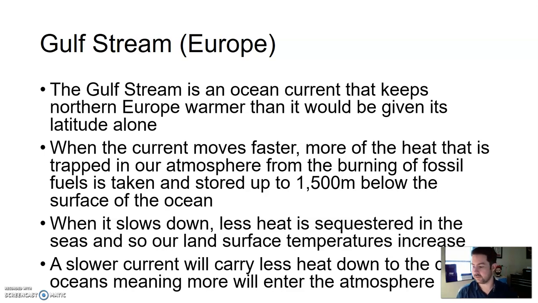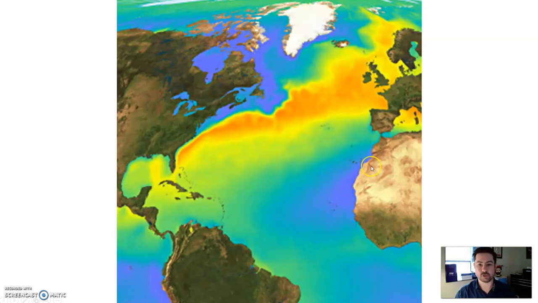Yeah, so I kind of talked about that. So here is the surface temperature of the Gulf Stream. You can see this warm oceanic water making its way up here. But if we slow that down, less heat is going to be brought out of the atmosphere. It's going to stay in the atmosphere. So it's actually going to start to cook, essentially, Europe.